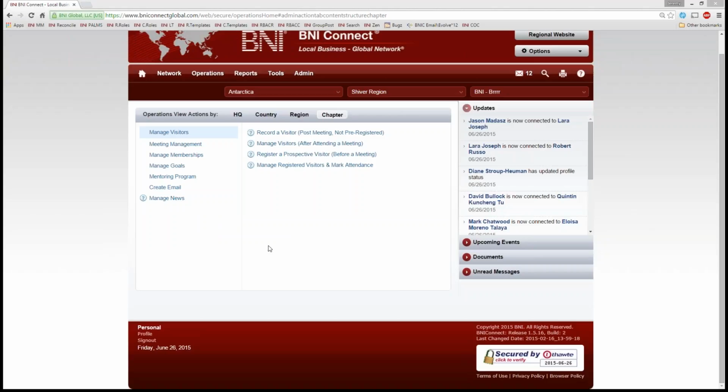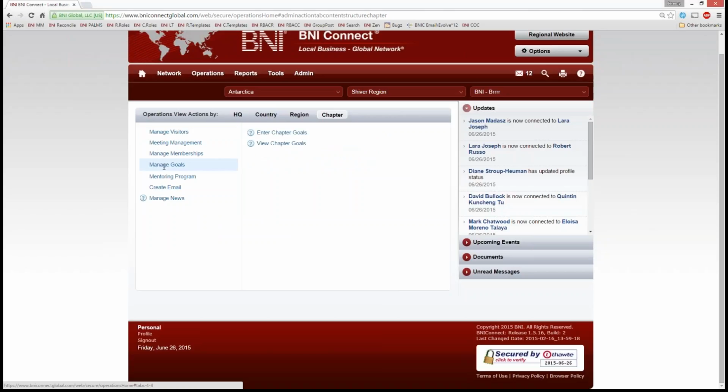And under operations, you'll see that we have all of the different tasks that we can perform on the left. And then on the right is the different submenus or the individual tasks. So we have visitors, we have meeting management, manage memberships. There's a goals program you can use for your chapter to keep track of your chapter goals. For example, how big you want to get and how many new members and how many visitors and how much thank you for closed business. We have a whole separate webinar on that. The mentoring program where you can assign a mentor and a mentee. There's certain emails that you can create through the system, and there's a news function for your chapter website.